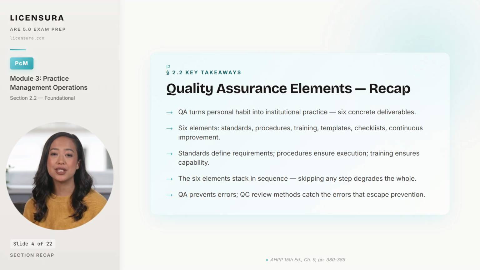Standards define the requirement, procedures ensure the requirement is executed, and training ensures the people executing are actually capable. Fourth, the elements stack in a specific sequence, and skipping any step degrades the whole. Standards without training are aspirational. Templates without continuous improvement freeze yesterday's mistakes into tomorrow's deliverables. And fifth, QA prevents errors before they enter the work. And the next section covers the QC review methods that catch the errors which escape prevention. Peer review, discipline review, coordination review, and senior review.